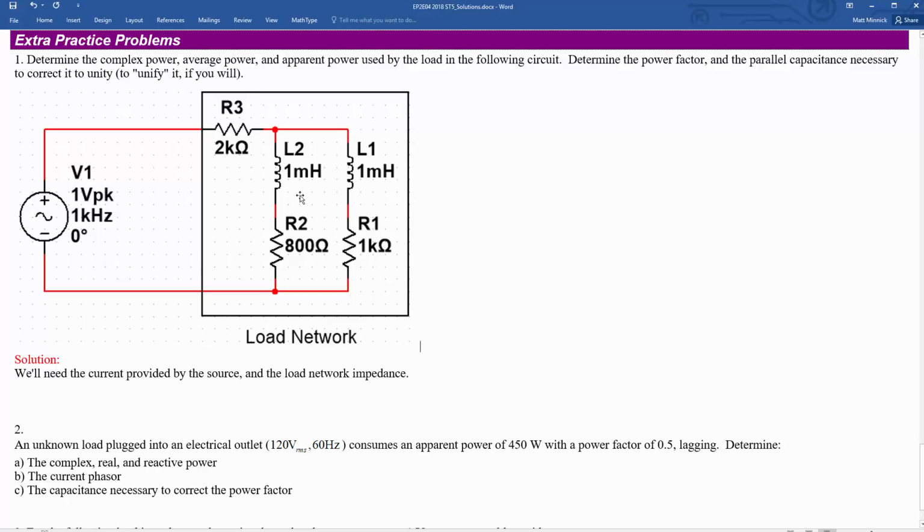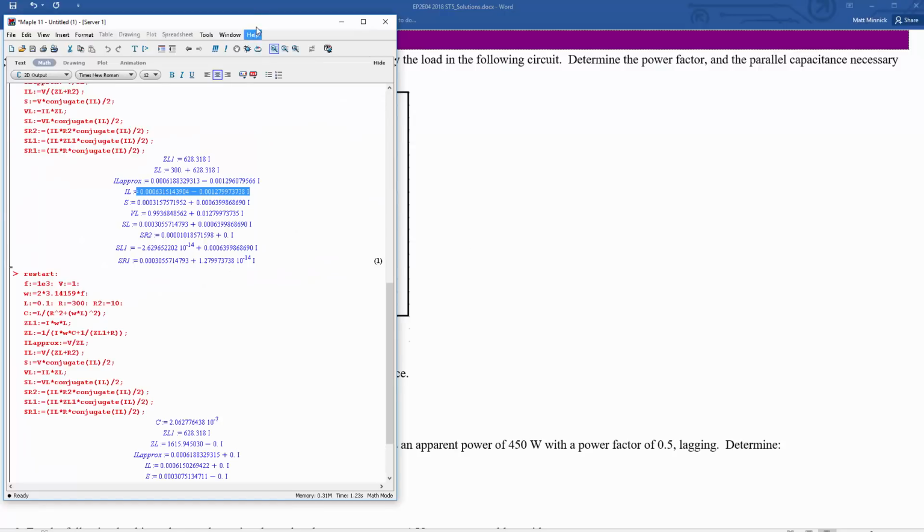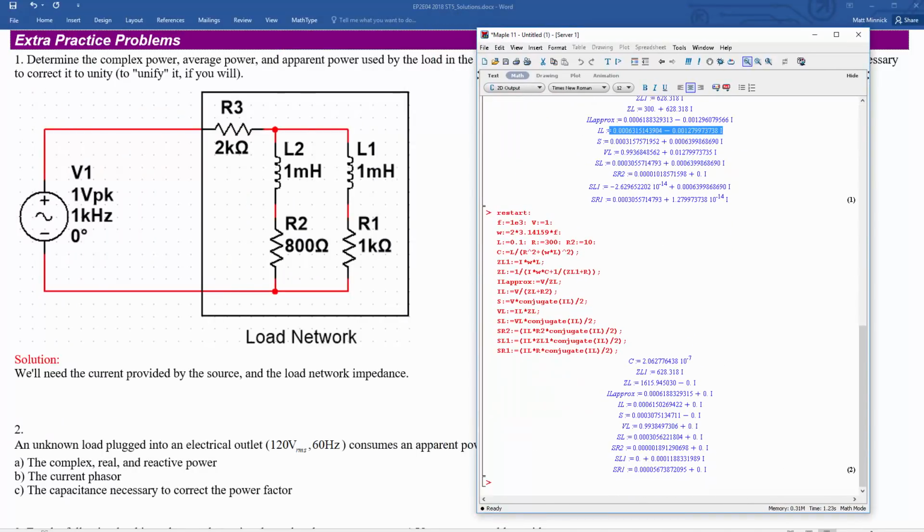Okay, so here we've got a load network, which is all of this stuff. And what we're going to need is the powers and the capacitance that would be necessary to make the power provided to this exclusively real. So to do all of that, what we're going to need is the load network impedance. This is the same kind of thing that we've been doing for a while when we find load network impedance.